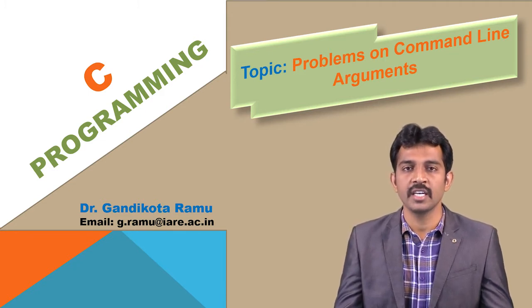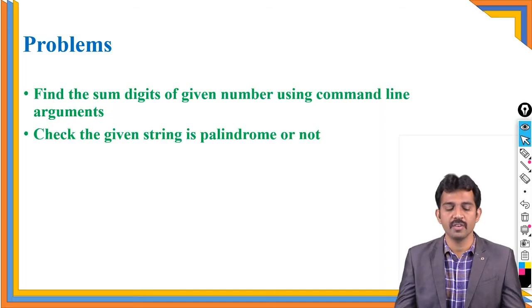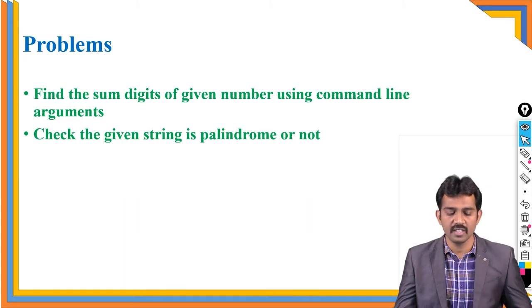Today, I'm going to concentrate on command line arguments. Today, we're going to see these two problems. The first one is to find the sum of digits of a given number using command line. The next thing is to check whether the given string is a palindrome or not. First, we'll see the first problem.